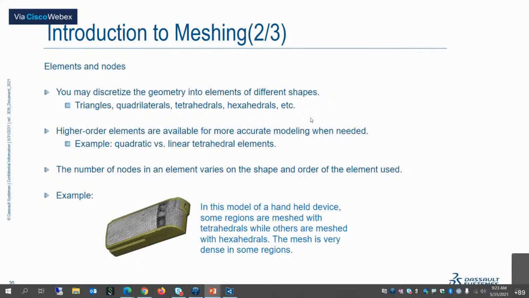One more thing about meshing is that the discretization into small elements could be of any shape. The main shapes usually followed are triangles, quadrilaterals, tetrahedrals, and hexahedrals. And if it's a higher order simulation that you're trying to achieve, we have quadratic and linear tetrahedral elements. If you're a little doubtful about any of these commands, you can use the help option to understand what they are used for.